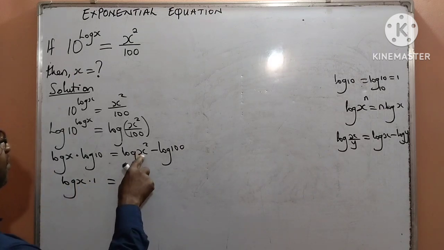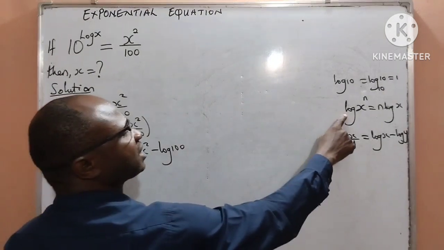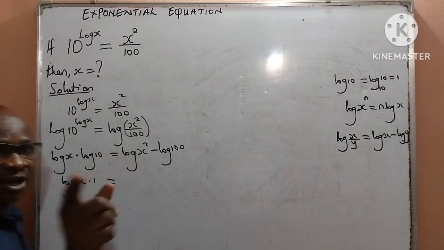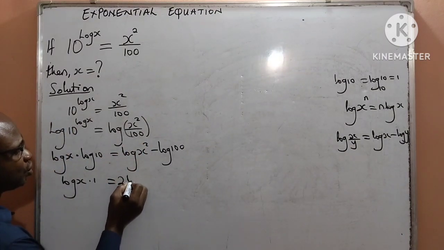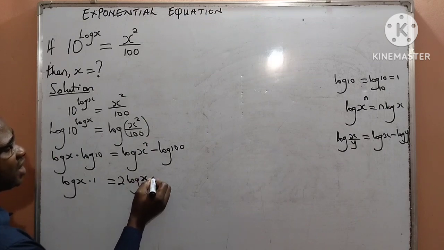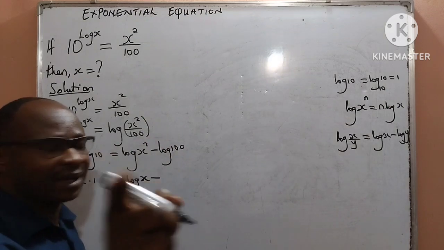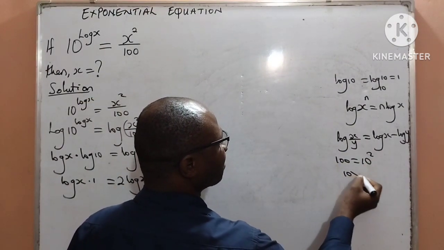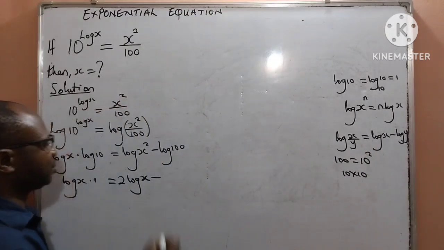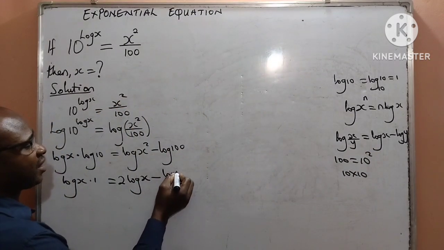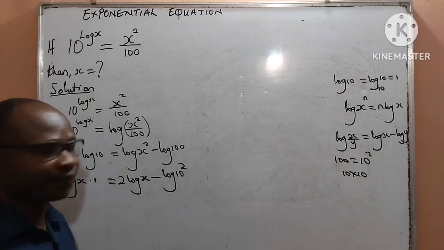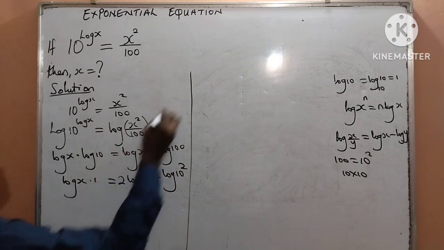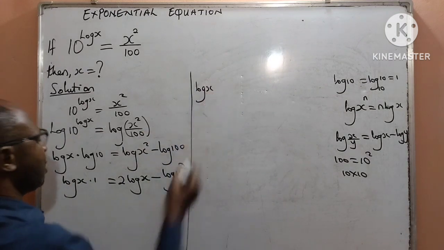Equal to, from this side I will still apply the same power law in logarithms. So 2 will come to the front to multiply the logarithm of x, and that becomes 2 the logarithm of x. Then I am going to express my 100 as 10 raised to the power 2, because 10 times 10 is 10 raised to the power 2. So this place will now be written as the logarithm of 10 to the power of 2. Moving forward, by the left hand side, log x multiplied by 1 will give me the logarithm of x.